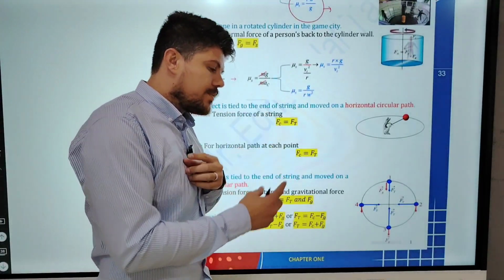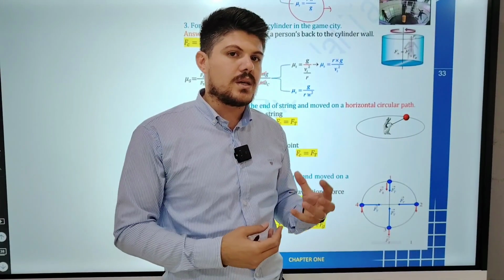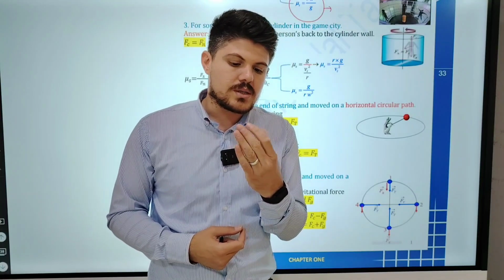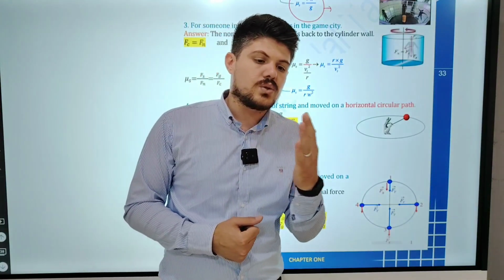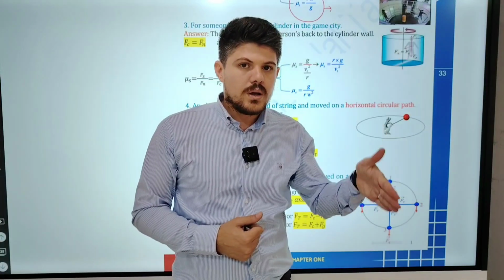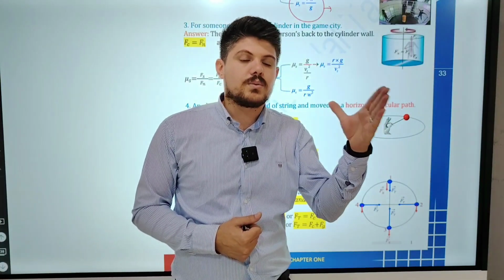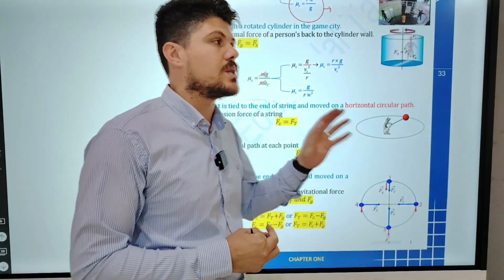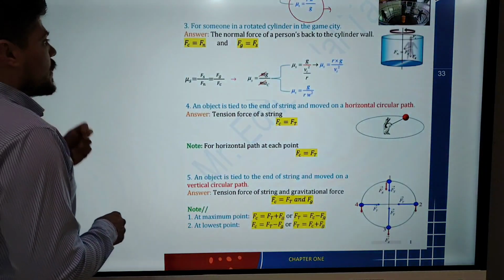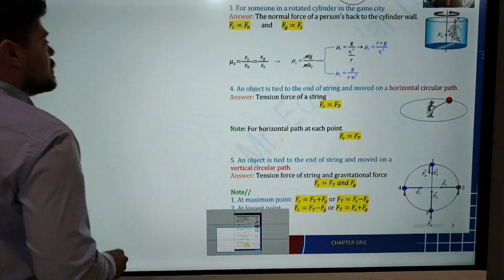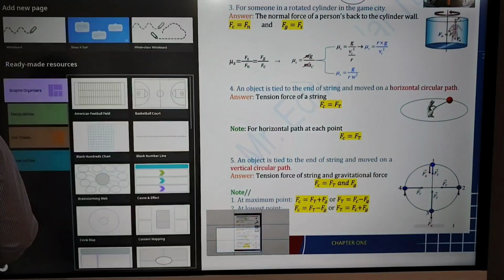Why? Because when the cylinder starts rotating, because of inertia, the objects tend to move in a straight path. So in that case, the wall provides what? This centripetal force, which is the normal force. Okay? So in that case, Fc is provided by the normal force.